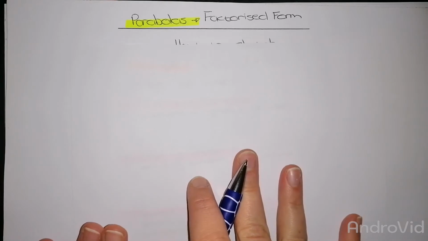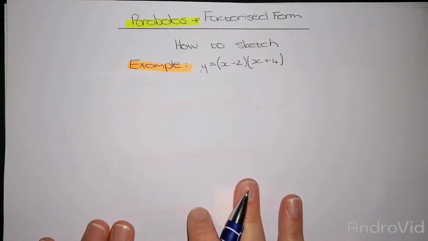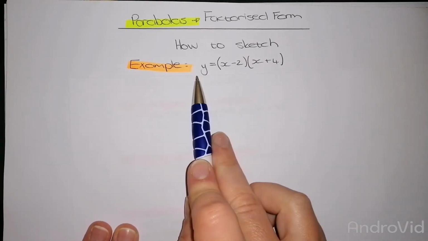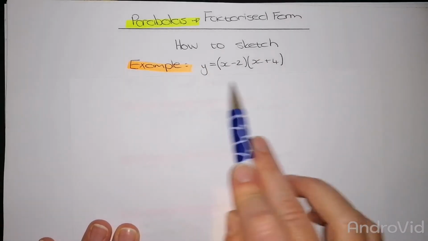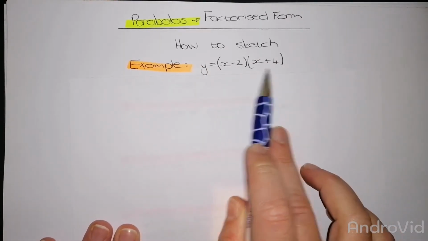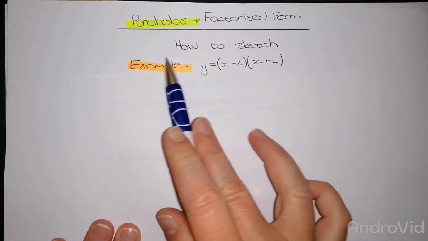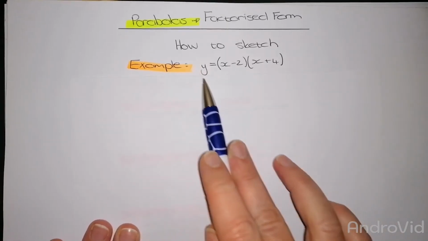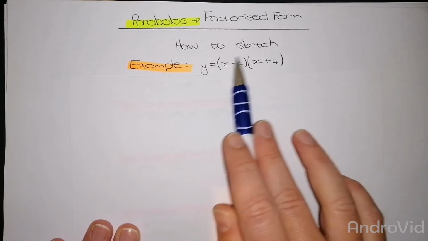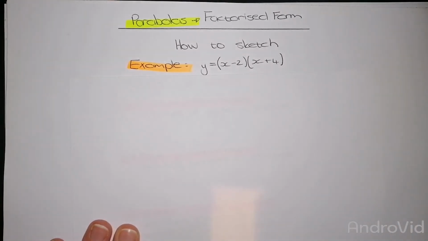When we look at an example of what it looks like, it would be a parabola equation but with two brackets, because that's how we factorize in algebra. So what we're going to do today is how we are going to sketch this parabola. For us to be able to sketch this parabola, we need to identify three different things.